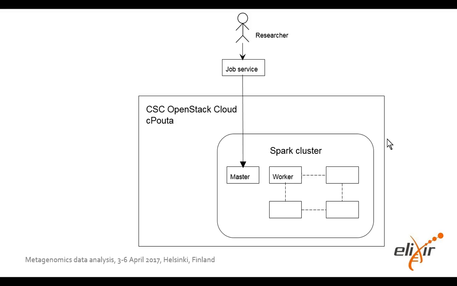on CSC we have a Spark cluster running. It has a master node, it has a few worker nodes that do the actual computation. All the tools and pipelines and so on are installed on these worker nodes. And when the researcher submits a job, it ends up in the job service, it gets sent to the master, which then ensures that the job is executed on the workers.